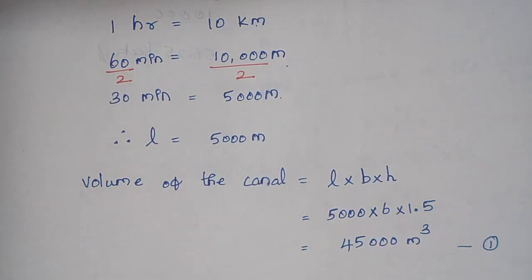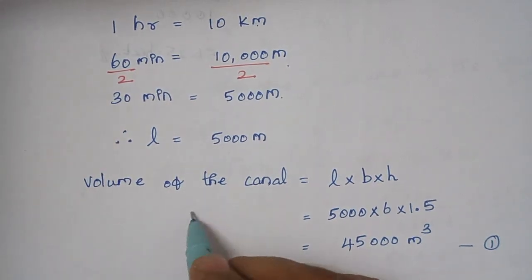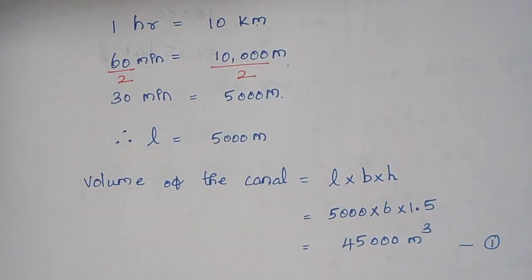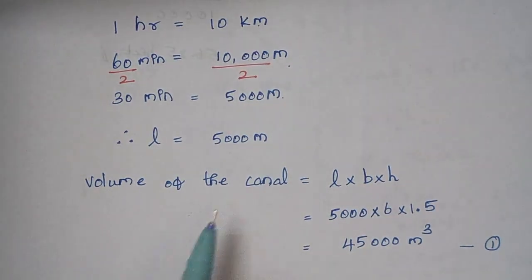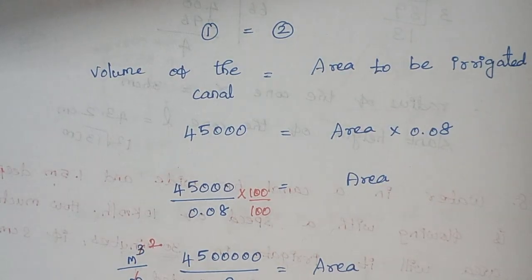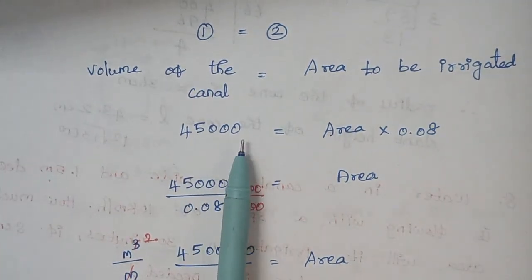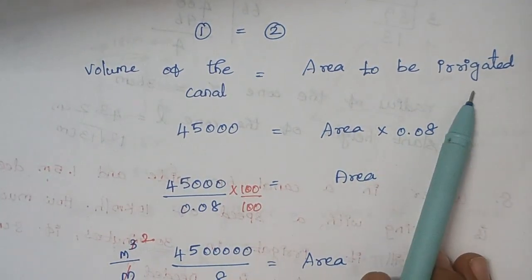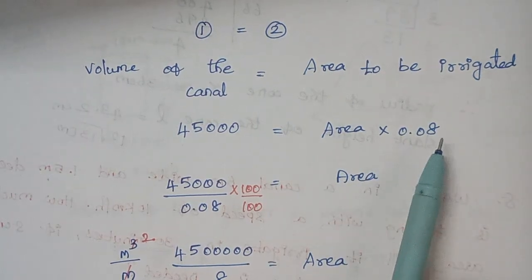Say yes or no. Similarly, that is why I am relating this volume to the area to be irrigated. The volume is just like our water bottle, and area to be irrigated is just like filling the glasses. So volume of the canal is equal to the area to be irrigated. That is the main reason why I am equating the volume of the canal, equation 1, with equation 2. So volume of the canal is 45,000 meter cube and here area to be irrigated is area into 0.08.